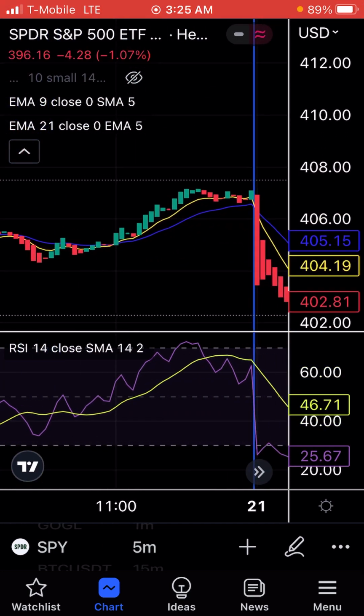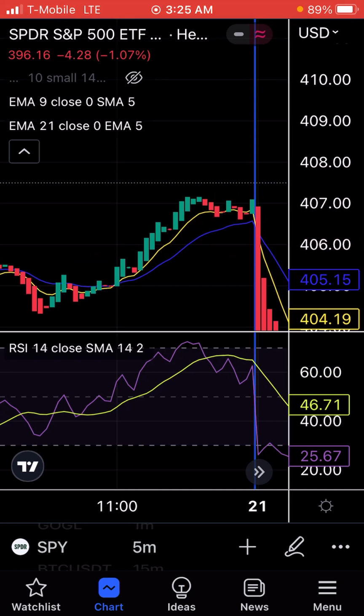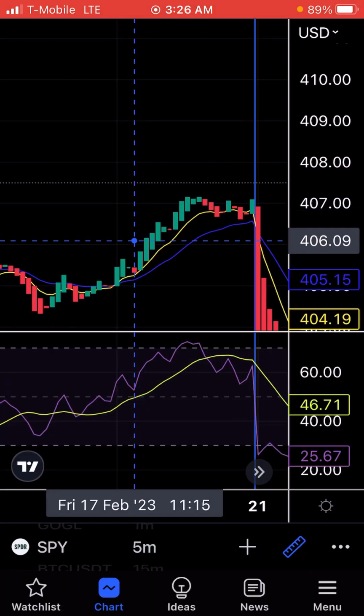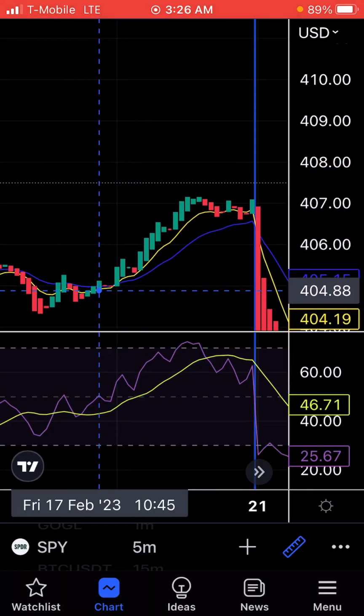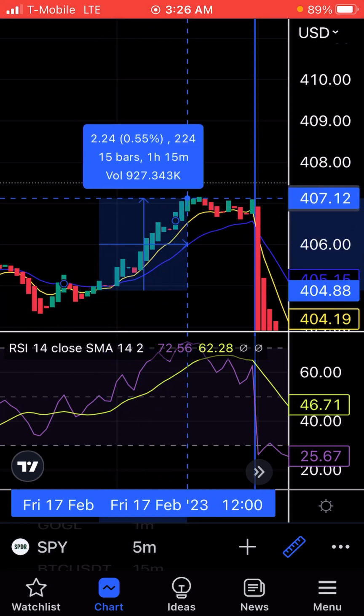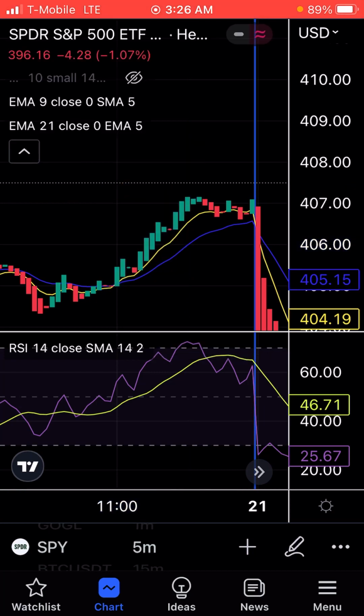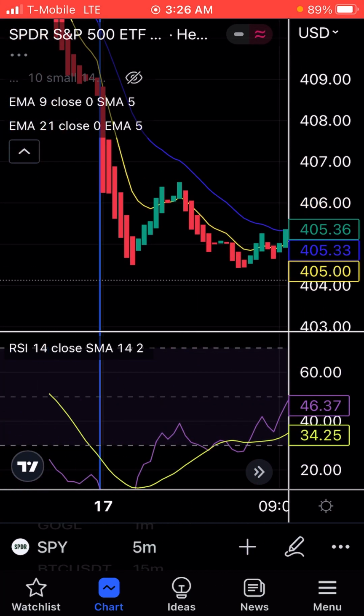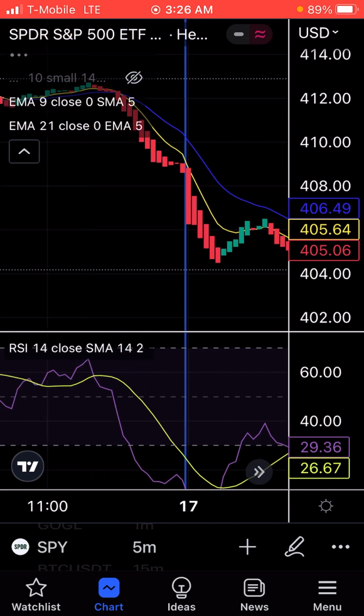We see it crossing right here. So we come in right about here, and we wait all the way up here, and that's over $2 difference in price. That's over $100 right there. Let's look at the next day.